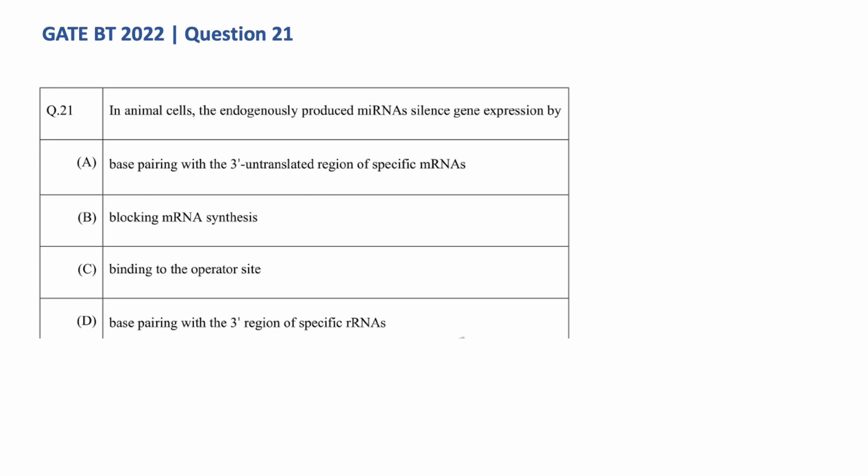Hello everybody. In this video, we'll look at question number 21 from the GATE Biotechnology 2022 paper. So the question is, in animal cells, the endogenously produced microRNAs silence gene expression by: option A, base pairing with the 3' untranslated region of specific mRNAs; option B, blocking mRNA synthesis; option C, binding to the operator site; option D, base pairing with a 3' region of specific rRNAs.